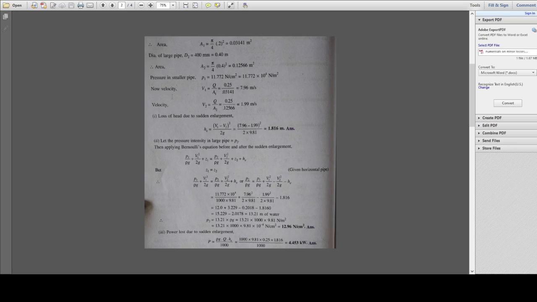Now we know A1, we know the discharge, and Q is equal to A1 V1. Therefore, we know Q and the A1 value, so we calculate the velocities. That is, V1 will be Q upon A1; substituting these values, we get the value of V1. Then similarly we calculate the value of V2, that is Q by A2. So all the values are known: we know the diameter, the area, and the velocity of flow passing through the respective pipes.